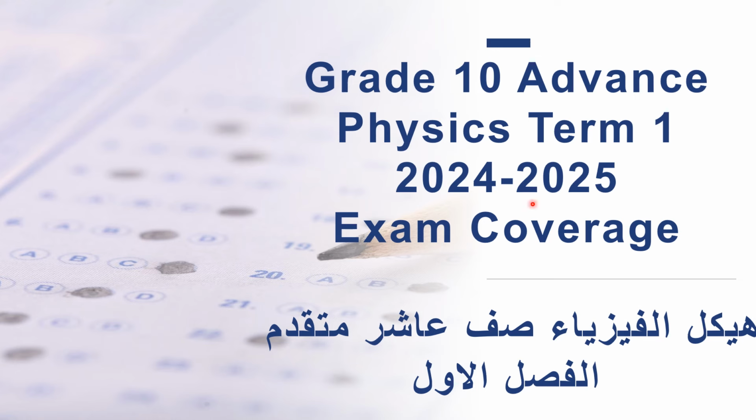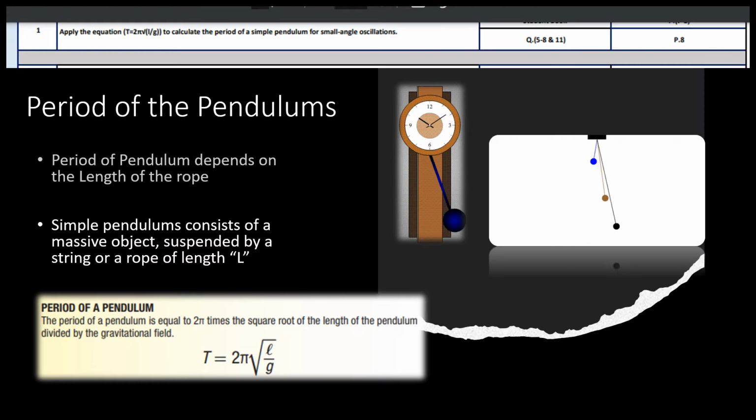Here we go. This is the exam coverage for grade 10 advanced first term, covering most of the points that came in the exam coverage. So starting with the first point, they ask us to apply the equation of the period of a pendulum to calculate the period of a simple pendulum for a small angle oscillation.